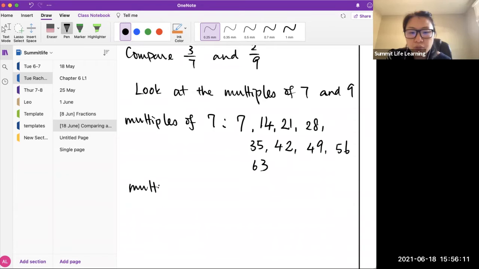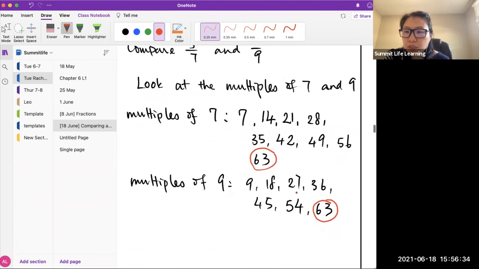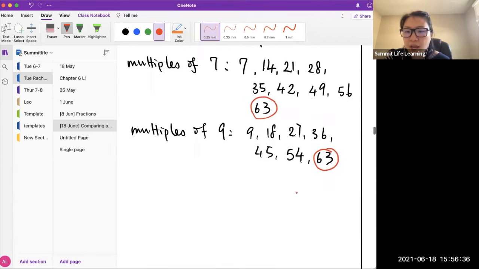Multiples of 9, we have 9, 18, 27, 36, 45, 54, and then 63. Can you see that 63 is common to both of them? So why do we need to look at the multiples of 7 and multiples of 9?